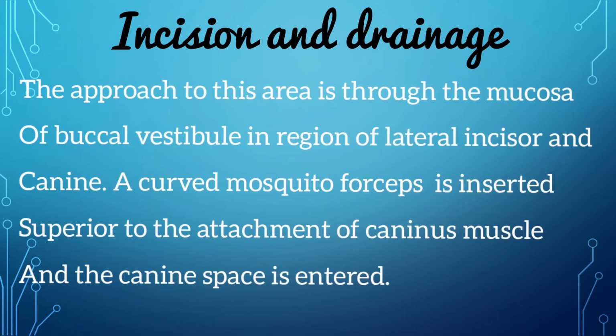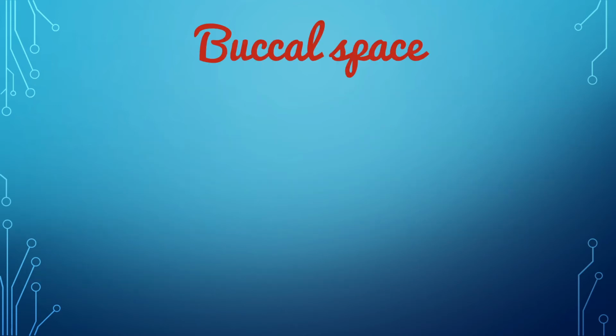The approach to this area is through the mucosa of the buccal vestibule in the area of the lateral incisor and canine. A curved mosquito forceps is inserted superior to the attachment of the caninus muscle and the canine space is entered. The pus is evacuated and the drain is placed. The next important space infection is the buccal space involvement.